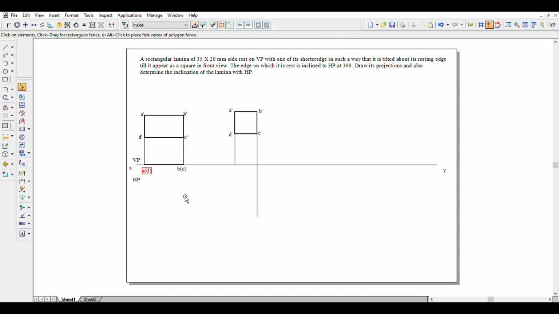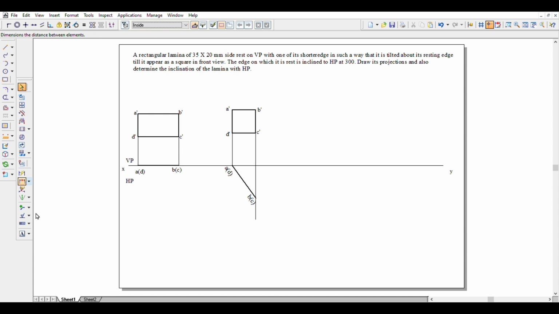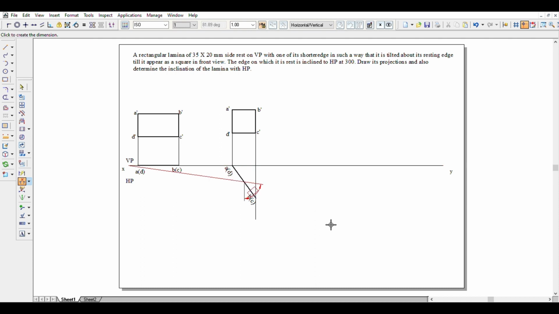Now we'll select the view we have generated previously, and now we will use the move tool. We'll use it with copy and move. From this endpoint, we'll move it and place it on the point here. Now we will rotate this line until the point B of C meets this line. Now we can check the angle between the two lines, the XY line and the given line.